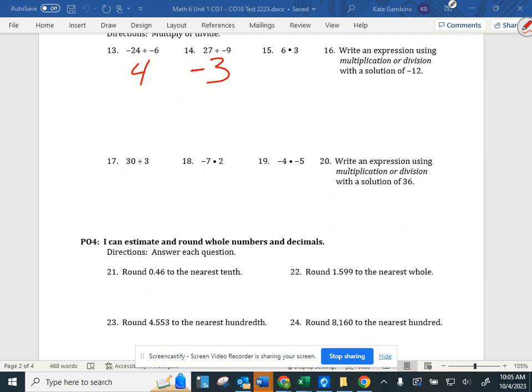All right, so positive times a positive will be a positive. 6 times 3 is 18. So Liv, just remind me of that when we're done going through the test.